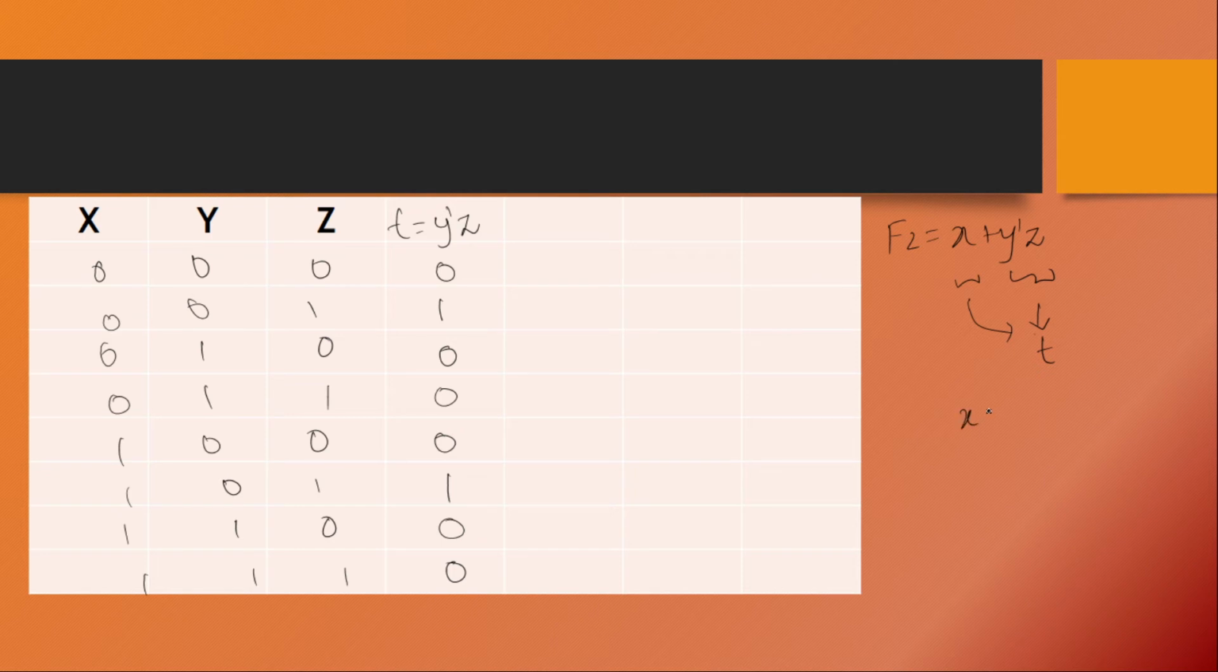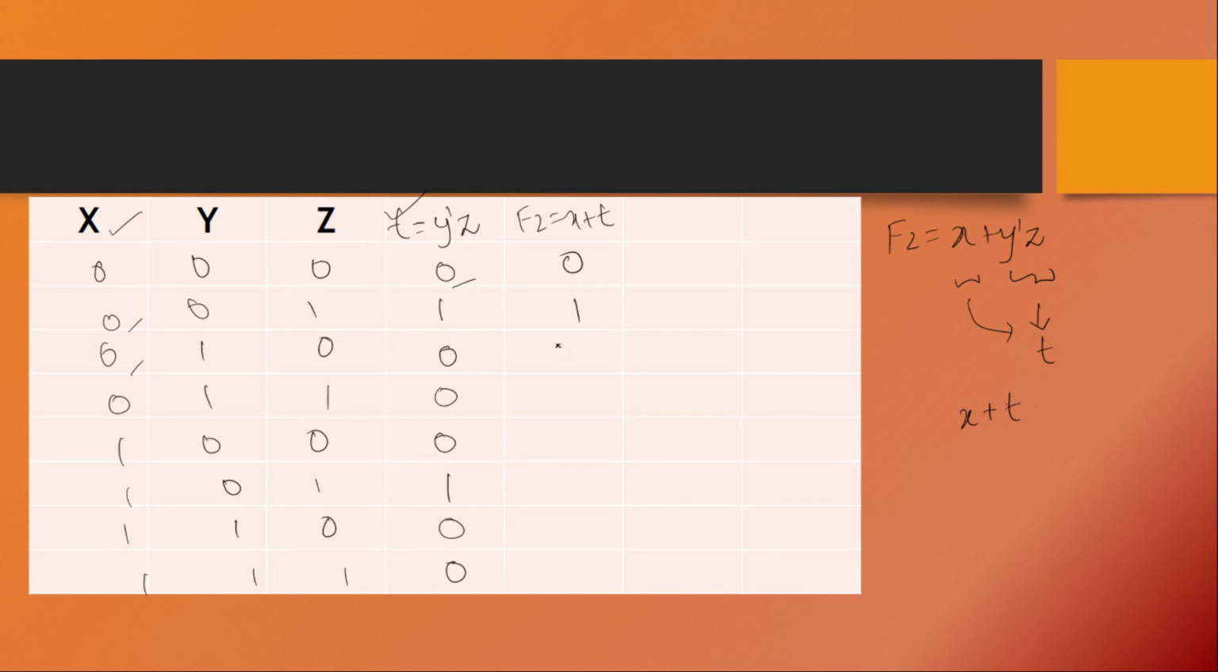Now our job is to find out what is x plus t, and x plus t is nothing else but f2. So x OR t. I am going to compare this column with the last column that I have found out. So 0 or 0 is 0. Now 0 or 1 is 1.